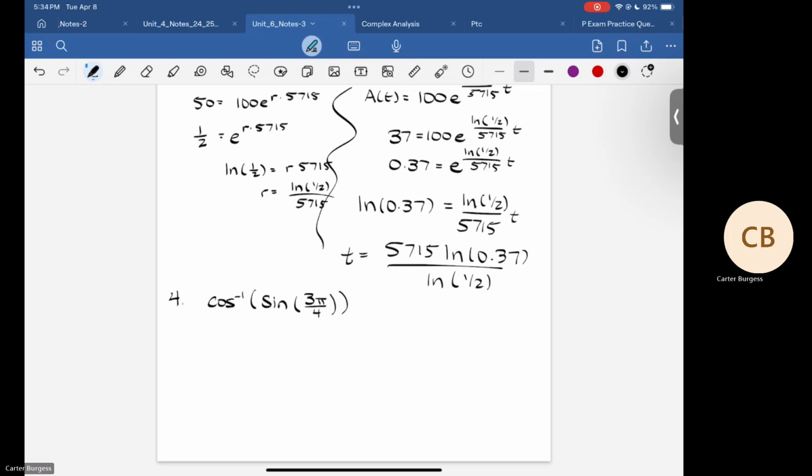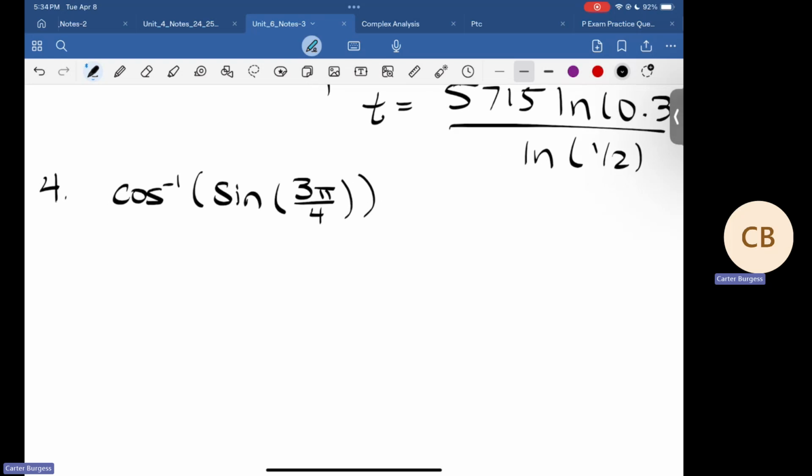Well, let's start with what sine of 3 pi over 4 is. This is a quadrant 2 angle. Sine of 3 pi over 4, we know sine is positive in quadrant 2. So what we're really asking here is what is cosine inverse of root 2 over 2?